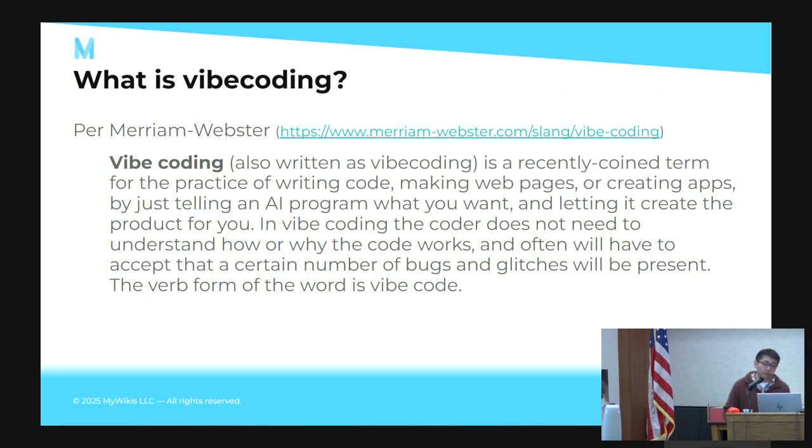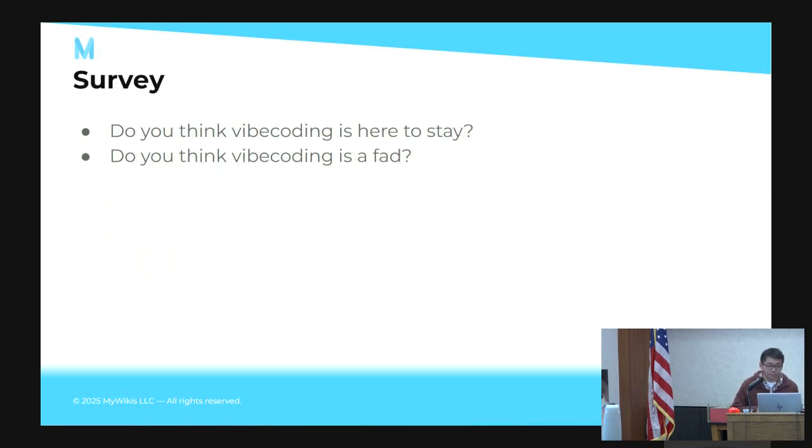What is vibe coding? There's actually a Merriam-Webster definition for that now, believe it or not. It's a recently coined term for the practice of writing code by just telling an AI program what you want and letting it create the product for you. You don't have to understand how it works, and you have to accept that there's going to be a certain number of bugs and glitches. I guess the verb form of it is vibe code. Okay, very helpful. Thank you.